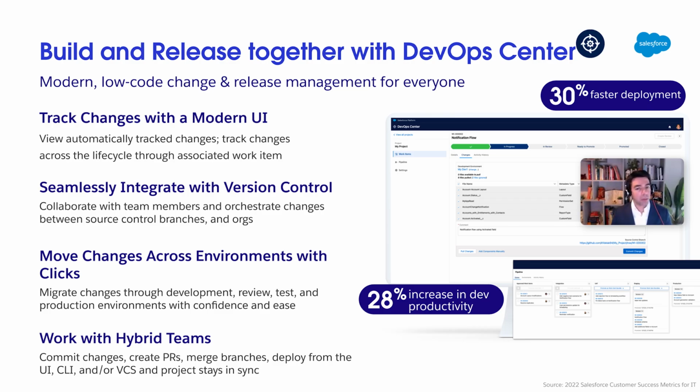So we have this modern UI where you can do all of this, but there are also concepts of teams, or say of hybrid teams of developers that might actually use a different flow. Maybe they just want to commit to source control directly, as they've been doing for the past, I don't know how many years. And that flow still works perfectly fine with DevOps Center.